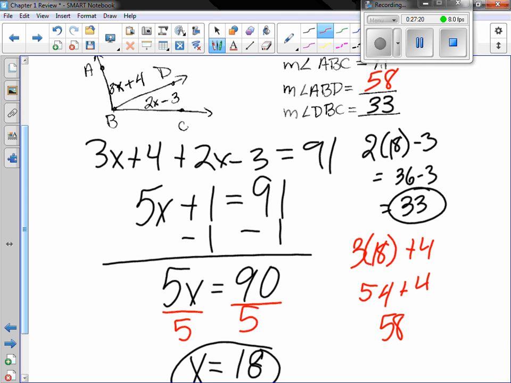And make sure when you put the numbers in, because most of them I gave you spaces for the answers, put it in the right one. Don't flip them. I will mark it wrong. If you flip the 33 and 58, you put them in the other spots.